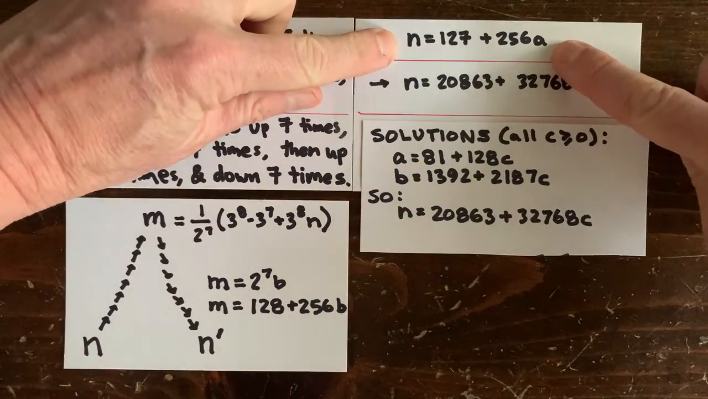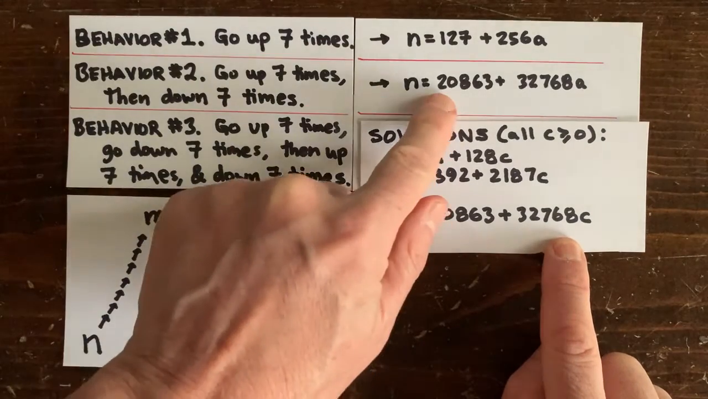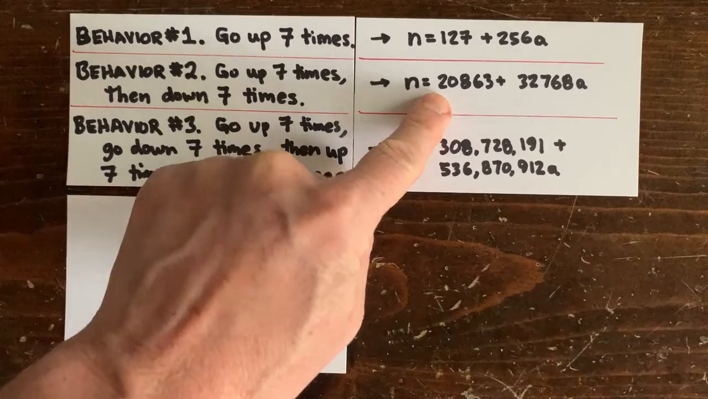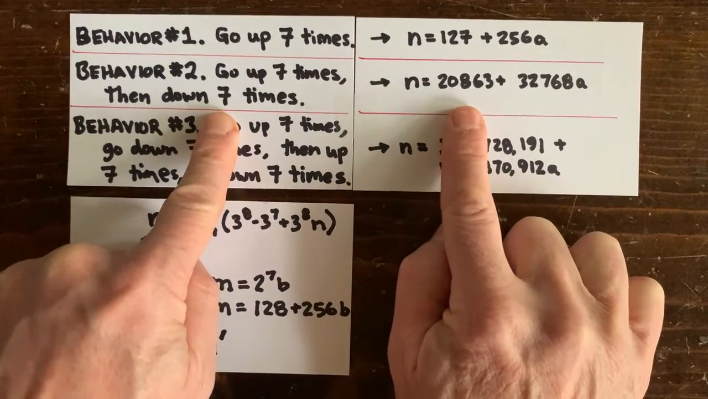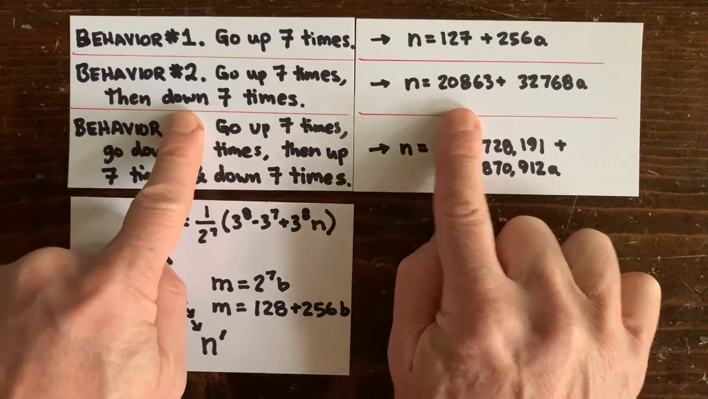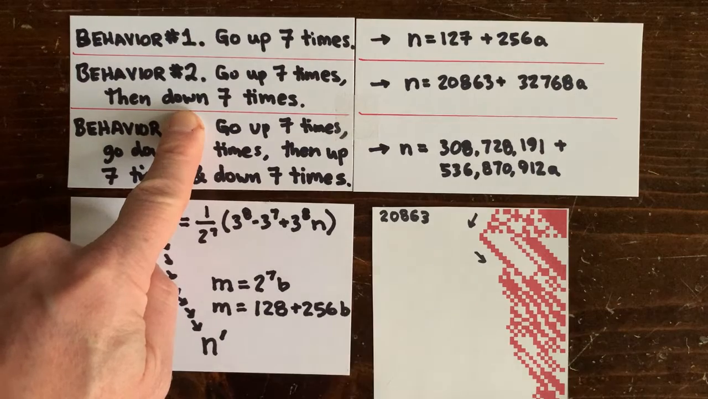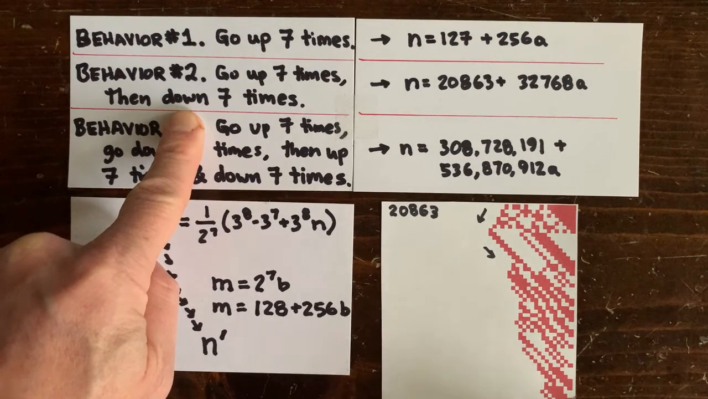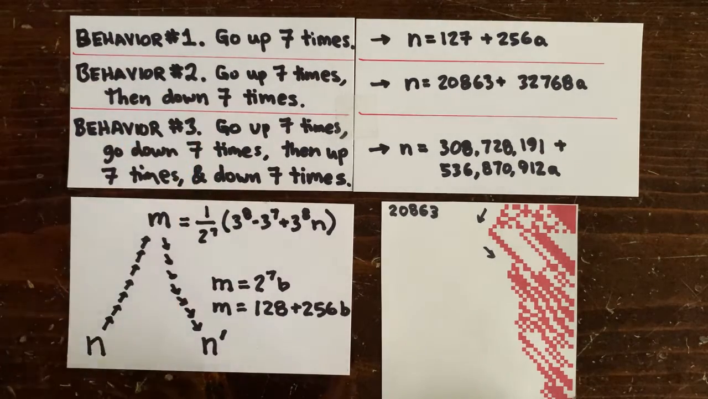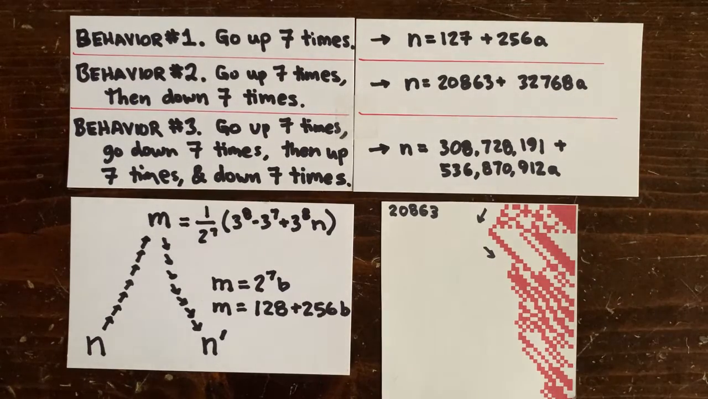So if a is of the form 81 plus 128c, we plug that in, and we find out that n is of the form 20,863 plus 32,768c for all c. So this is even better. We've engineered a set of numbers, n, that go up 7 times and then go down 7 times. Let's try the smallest one, 20,863. Yep, goes way up, then it goes way down. You can see this visually if we write this sequence top to bottom with each number in binary. It gets bigger here and then smaller there. Of course, after that, all bets are off.